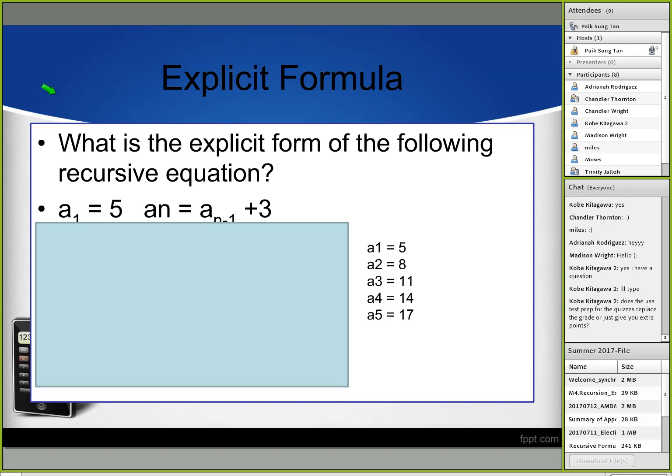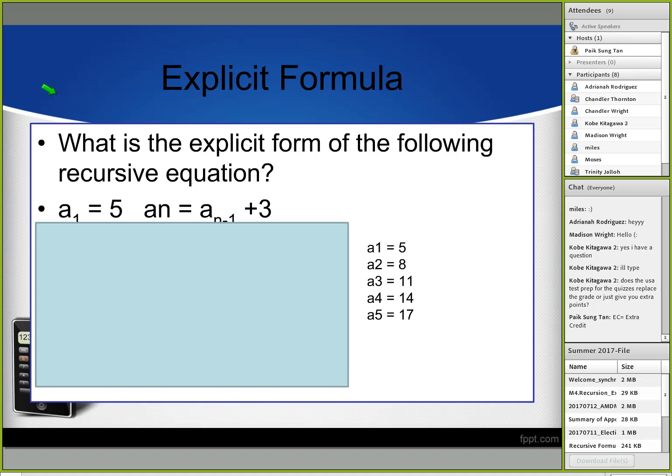Well, it depends, Kobe, for your questions. If I say grade replacement, that replaces the grade. If I say extra credit, or EC, which stands for extra credit, then it's just extra credit. On USA Test Prep, for all the extra credit, you have unlimited attempts.